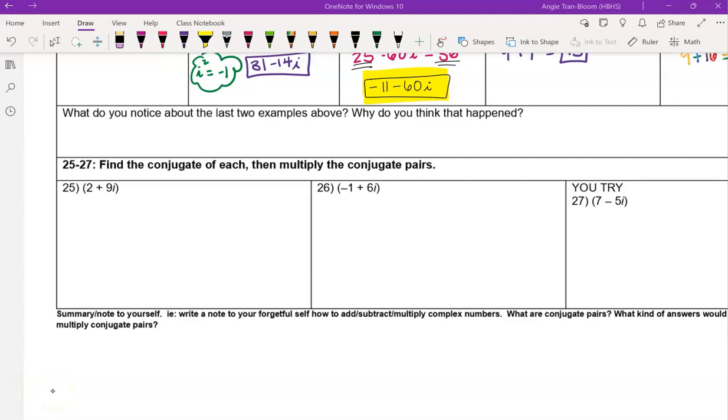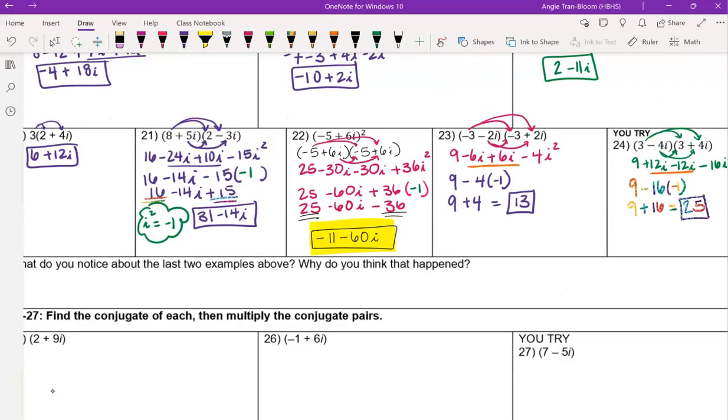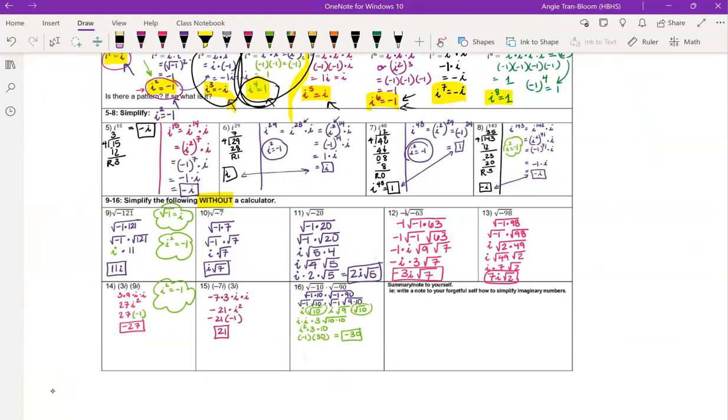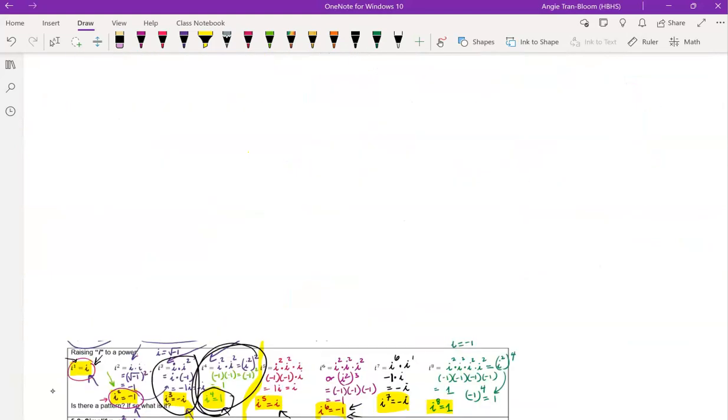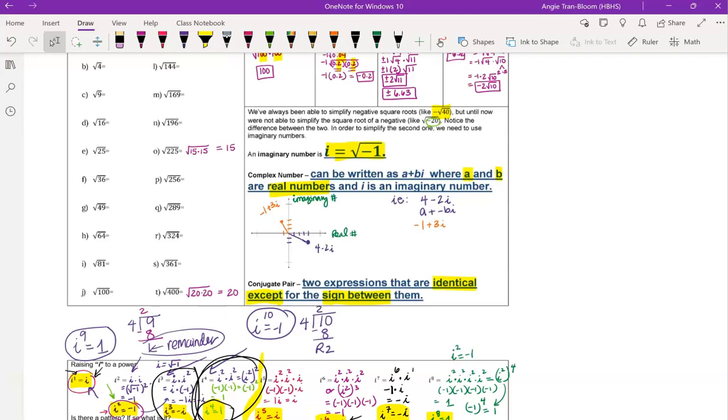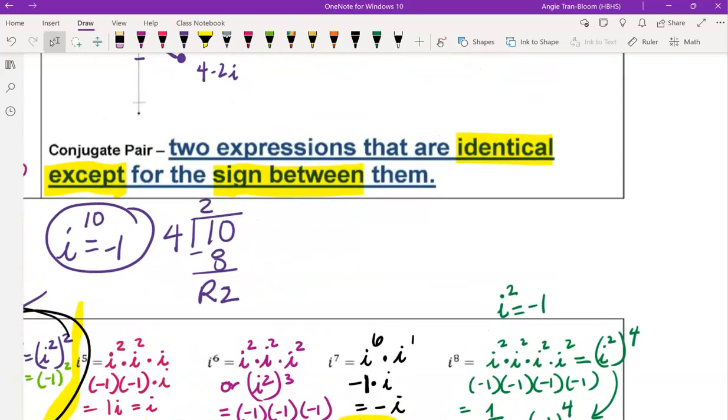So before we start examples 25 to 27, guys, which the direction says, find the conjugate of each, then multiply the conjugate pairs. So I want to roll up, students, and kind of remind ourselves what the definition of conjugate pair was. It says two expressions that are identical except the sign between them, okay?